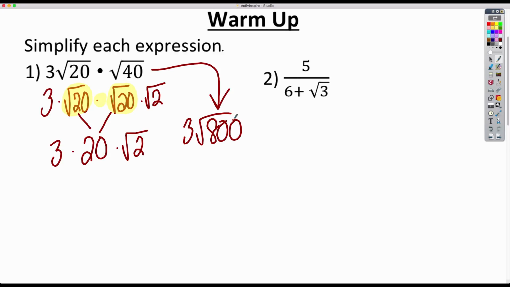And then, Samar, I don't know if you did it the same way as I did. What did you do next? I broke down the 800, so then it was 3 times 20 radical 2. Okay, but you broke down the 800 into what? 20 times radical 2. 20 times 2 is not 800.